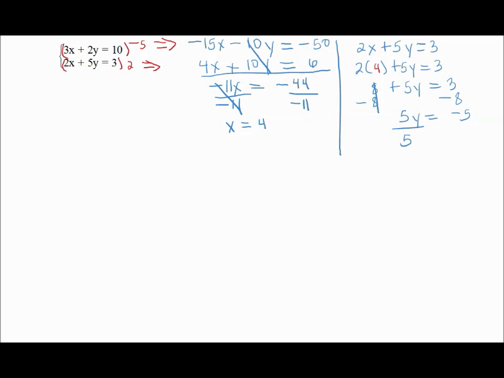Divide both sides by 5, leaving me with y is equal to negative 1. Okay, so that means that my solution for this system is (4, negative 1). Remember that when you're putting your solution together, the x value has to go first and the y value has to go second because it is an ordered pair.